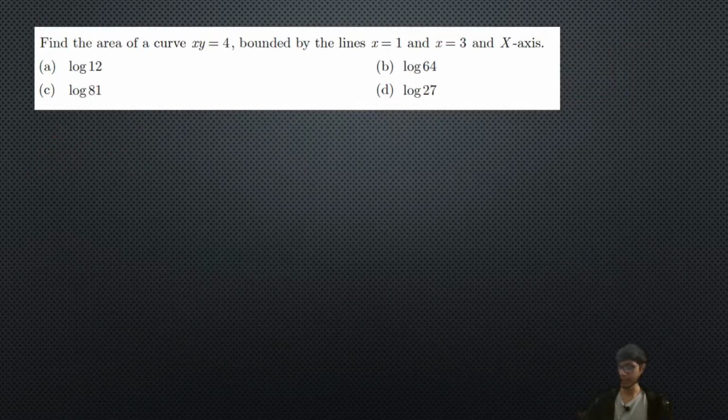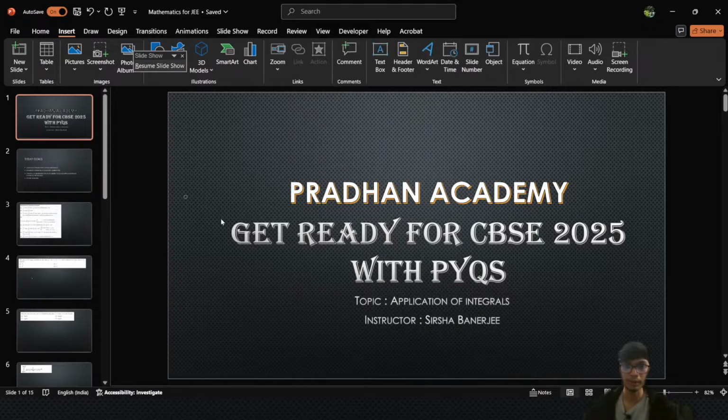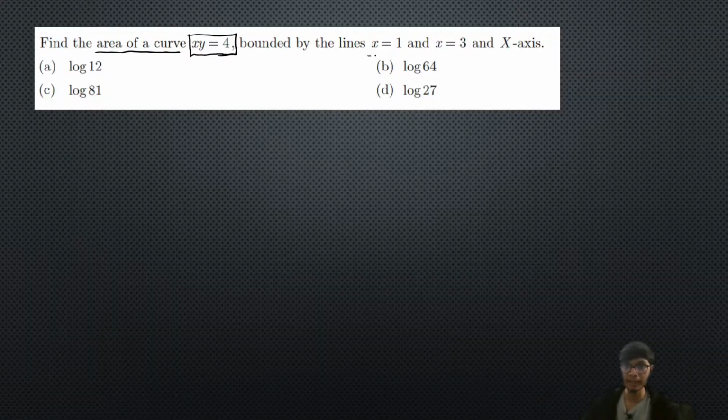Let us move to the next problem, which is kind of similar, but the function is different in this case. In the previous case I had the function as a straight line. Over here I have the given function as a hyperbola. This is basically a rectangular hyperbola. Again we have to find the area of the curve bounded by this rectangular hyperbola between the lines x equals 1 and x equals 3 and the x-axis.